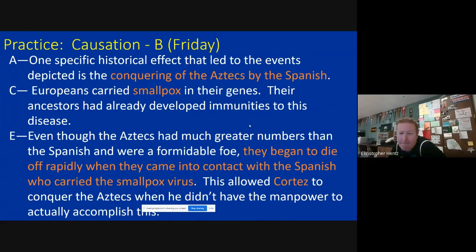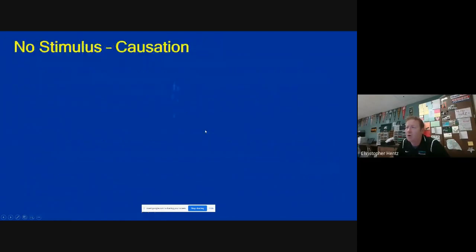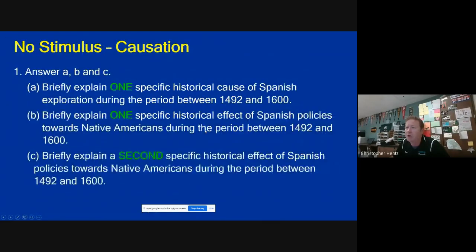Good. I like that trend. That's a good response there. So the diseases allowed them to conquer cities like Tenochtitlan. Exactly. So Cortez having the ability to conquer that is good. Excellent. So, are we good on that?